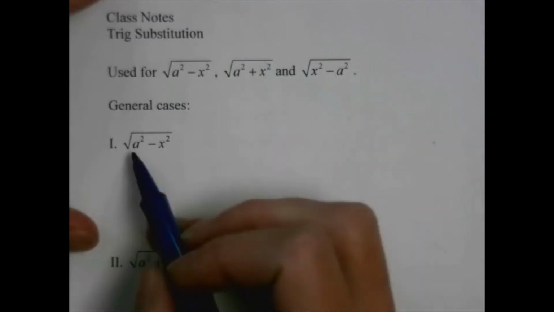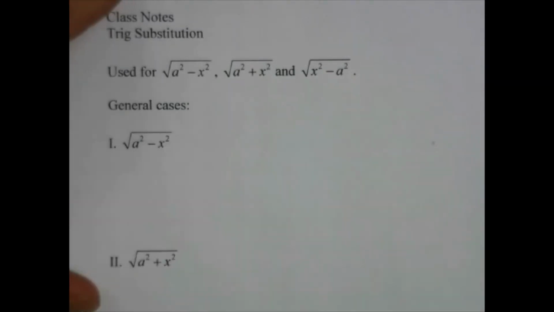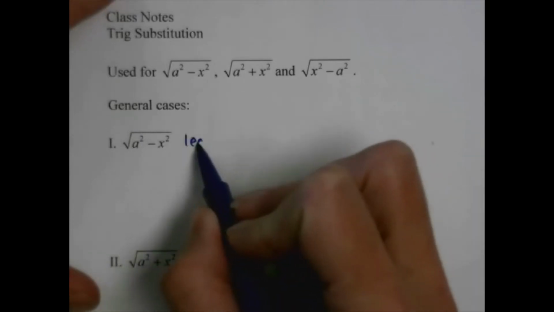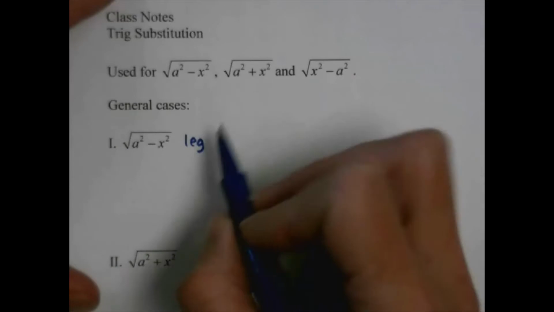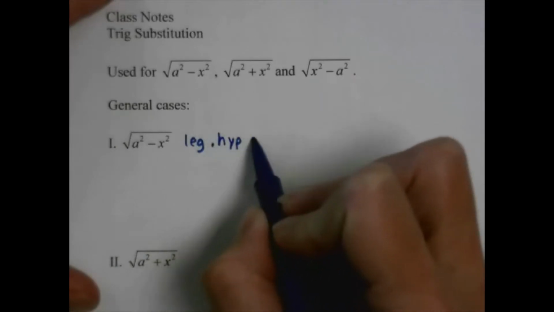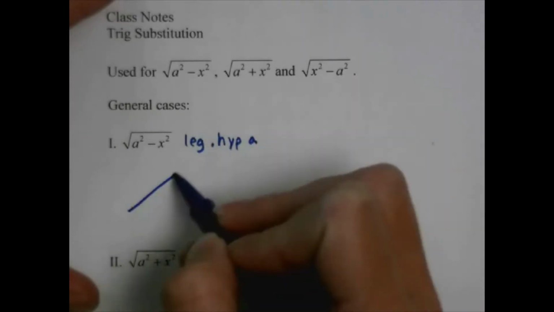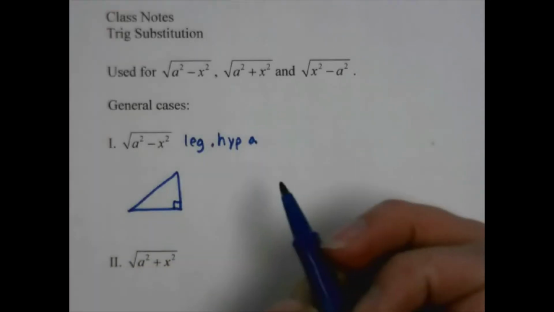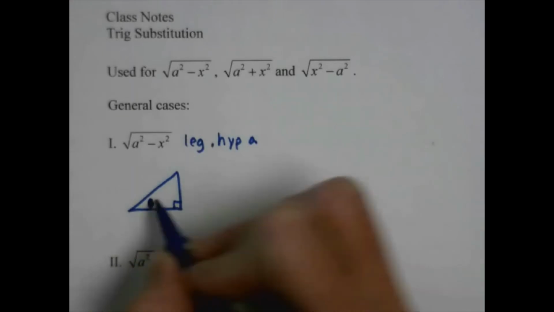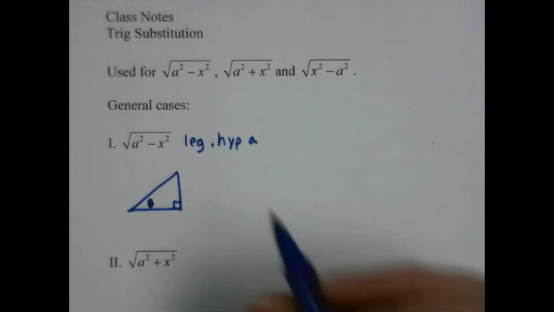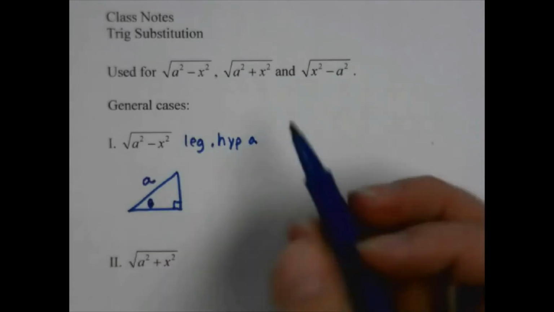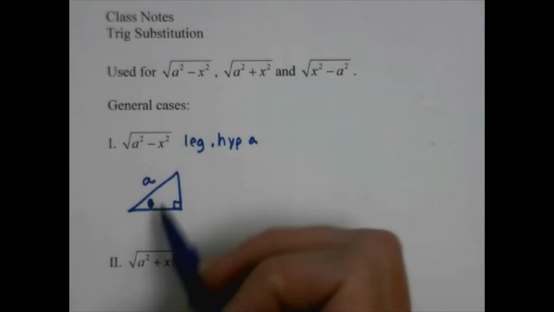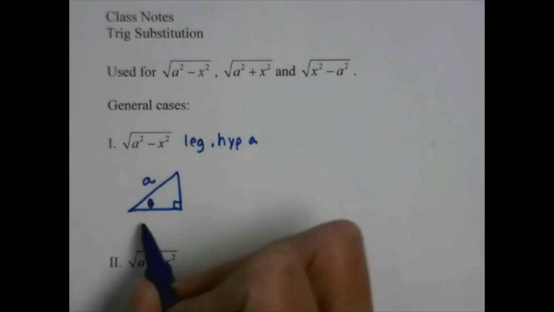So the three cases. First, the square root of a squared minus x squared. That means this piece is going to be a leg, and since the a is first, the hypotenuse is a. So I'm going to make a triangle here. Okay, this is going to be theta, and relative to theta, we said the hypotenuse is a. So either of the sides can be this leg, but this one's going to be a trig substitution for sine.